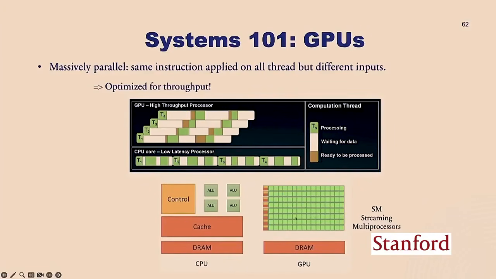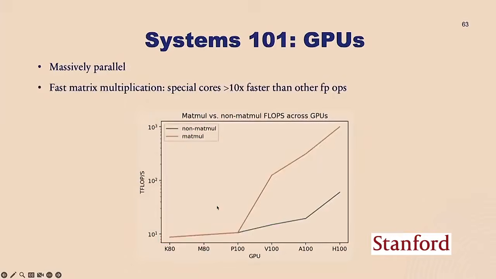We call them streaming multiprocessors, which is very different from the usual CPU architecture. So just think high-throughput parallelization for GPUs. GPUs are optimized for fast matrix multiplication. So every time you do something on a GPU, if you can do it with a matrix multiplication, it's going to be 10 times faster than with anything else.